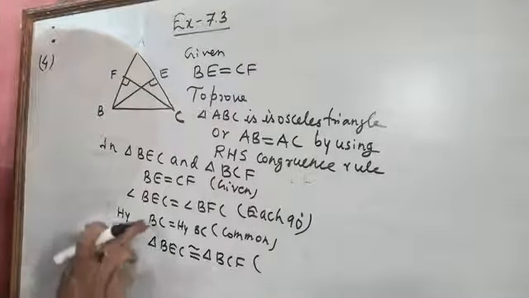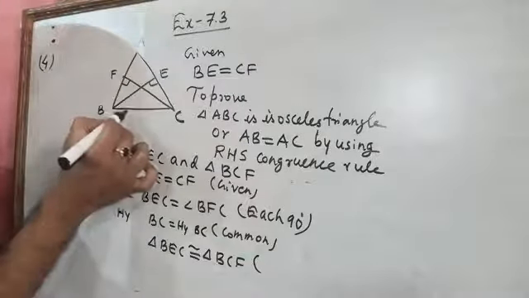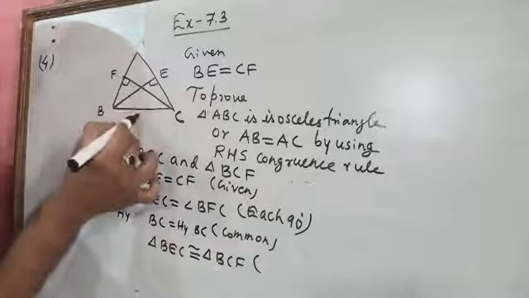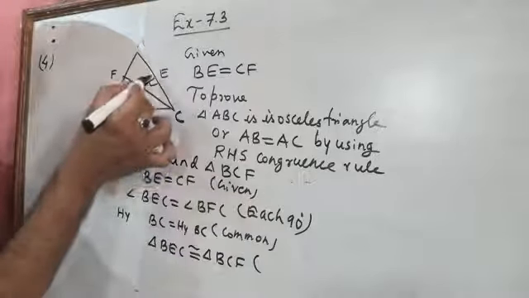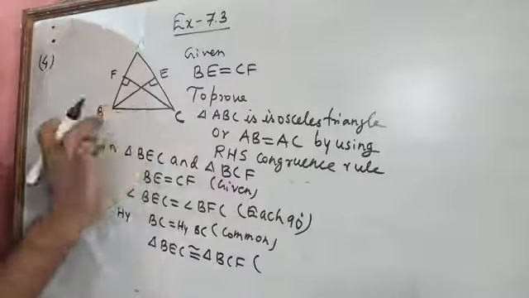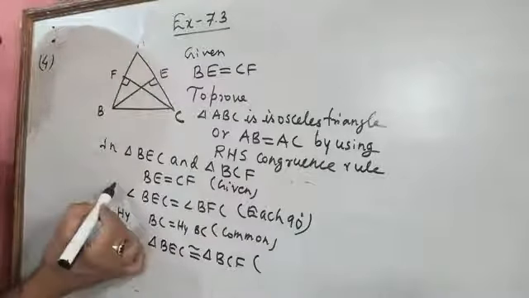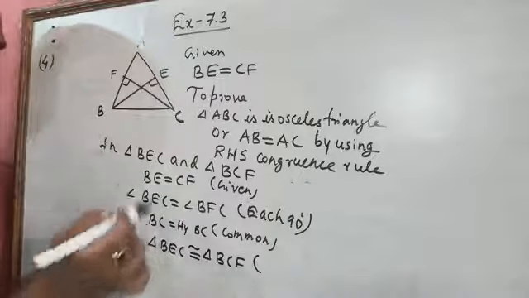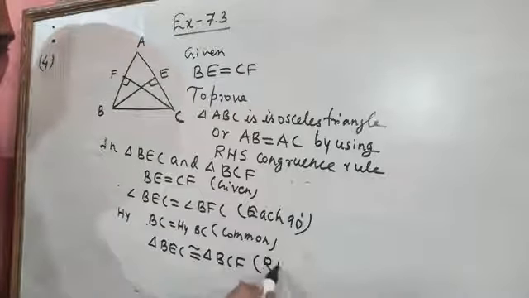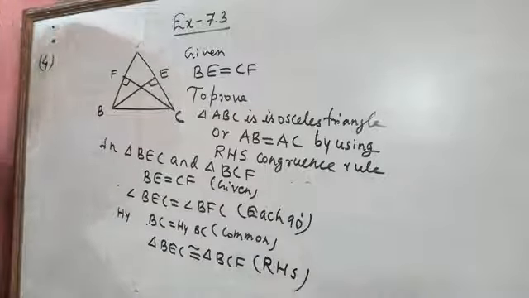So you can see the opposite side to the angle F is BC and the opposite side to the angle E is also BC. This is the hypotenuse for both. I got a right angle, I got the hypotenuse, I got a side. Therefore, we can use the criteria RHS. So these two triangles are congruent, but we have to prove that AB is equal to AC.